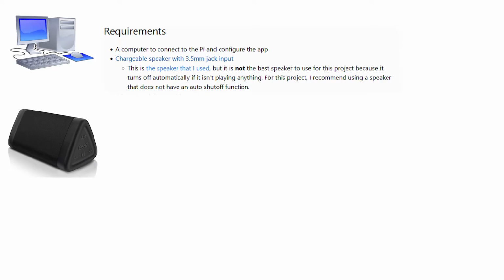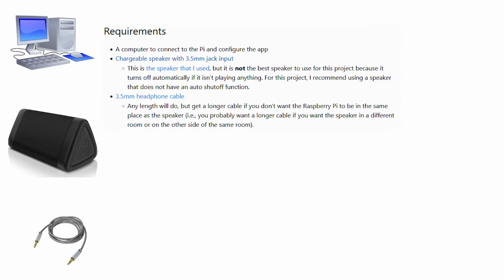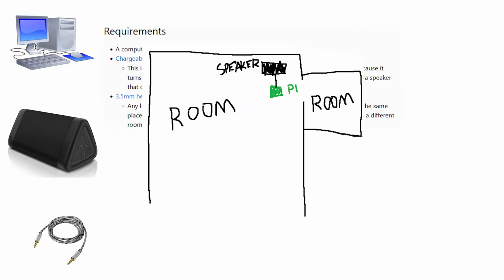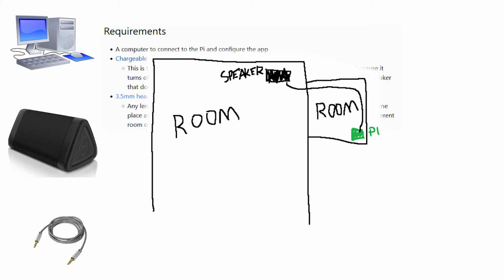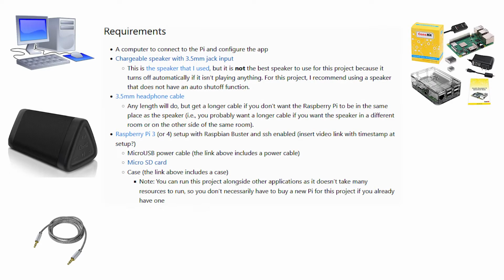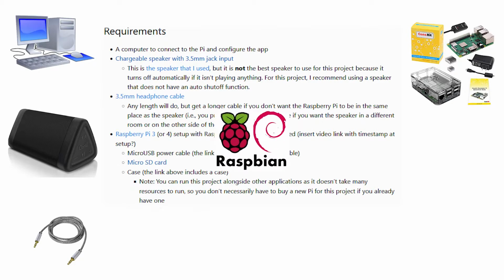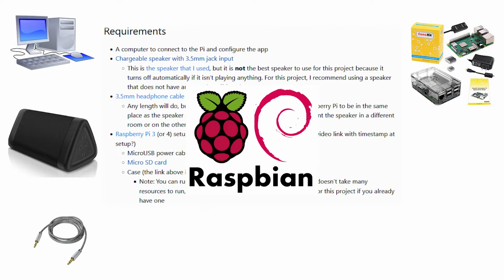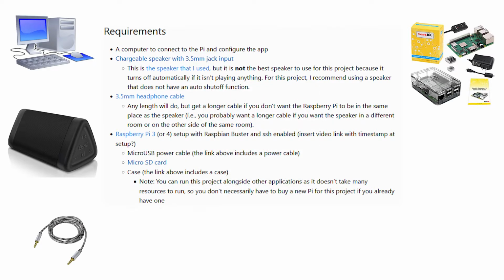You're also going to need a 3.5mm headphone cable. Any length will do, but you should get a longer cable if you don't want the Raspberry Pi to be in the same room as the speaker. For instance, you want the speaker in a different room or on the other side of the room. You're also going to need a Raspberry Pi 3, or you can use a Raspberry Pi 4, which is a little bit overpowered for this project. And you're going to want to set that up with Raspbian Buster and SSH enabled. With that, you'll obviously need a micro USB power cable for the Pi and a micro SD card. I also recommend using a case.